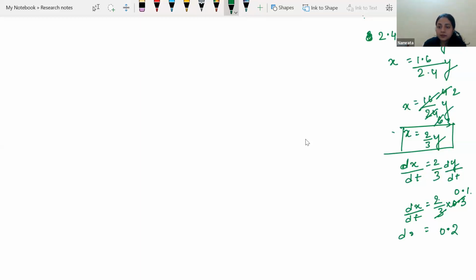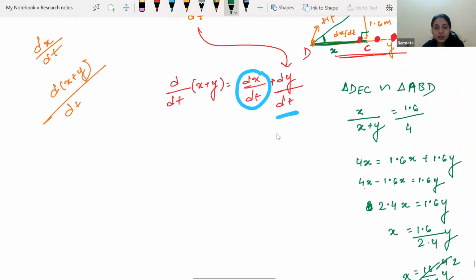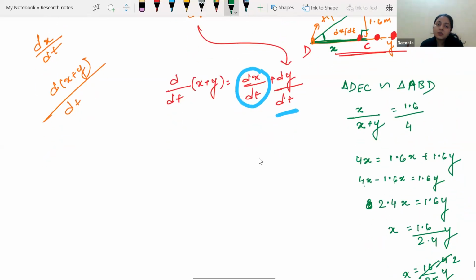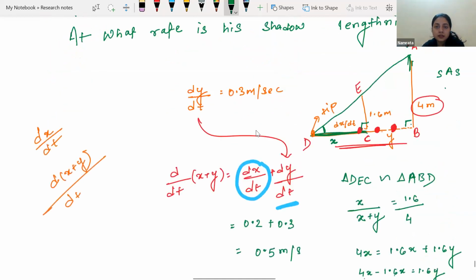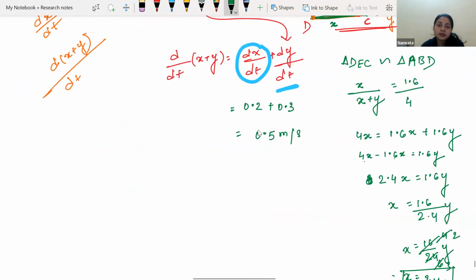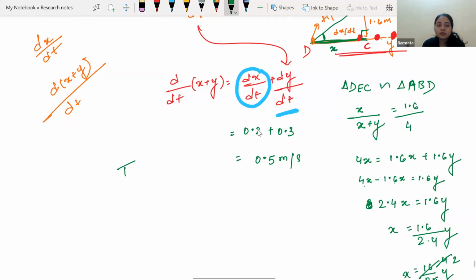0.2, right? Yes, sir. We got dx dt as 0.2. We know dy dt as 0.3. At what rate is the tip of the shadow moving? The tip is moving at the rate of 0.5 meter per second. Okay, this is for the tip of the shadow moving.